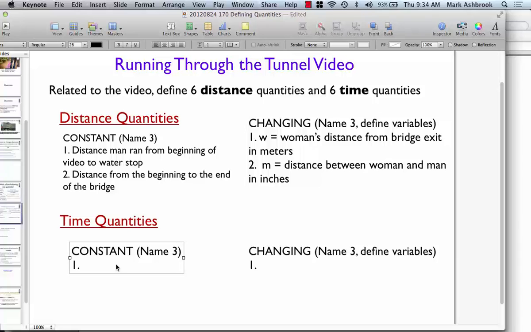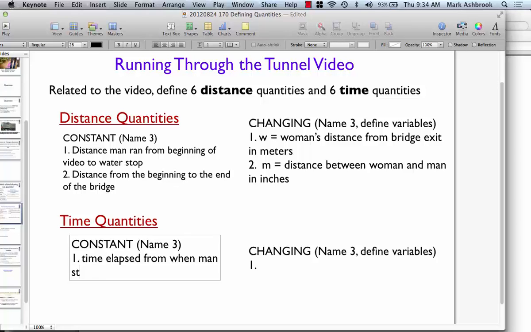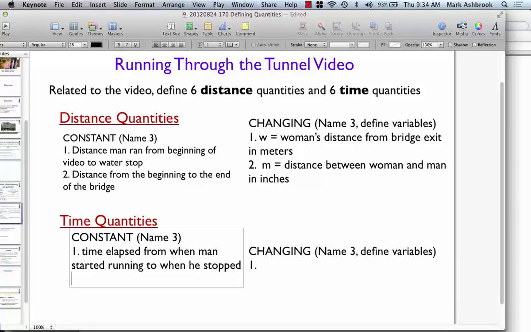All right. How about constant time quantities? Volunteer. Yes, sir. The time elapsed since the man started running until he stopped. Time elapsed from when the man did what? Started running to when he stopped running. Is that what you said?